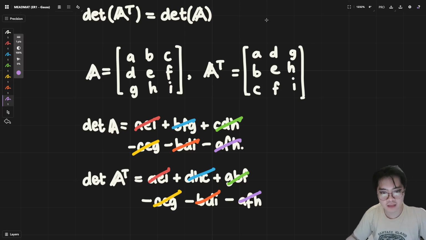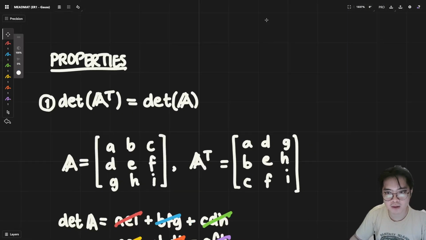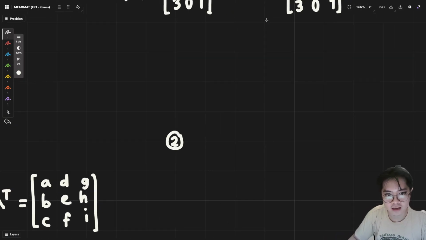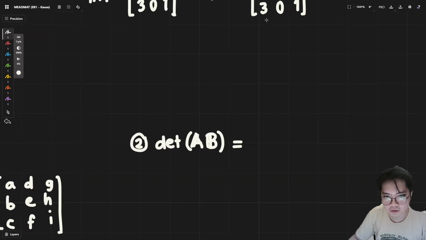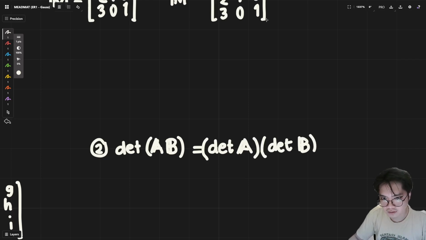Okay, next, that is our first property. Our second property now is if you have two square matrices and you multiply them together, the determinant of the product will be the same as if you just multiply the determinants of the matrices themselves. Very interesting, right? And so let's try this out.